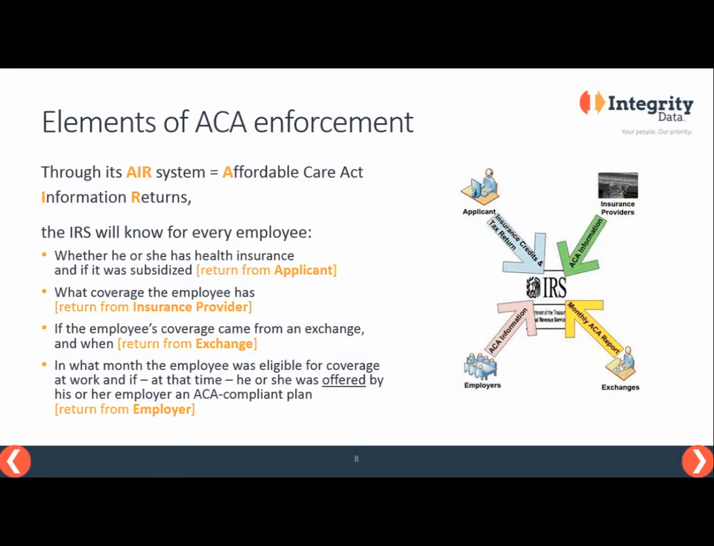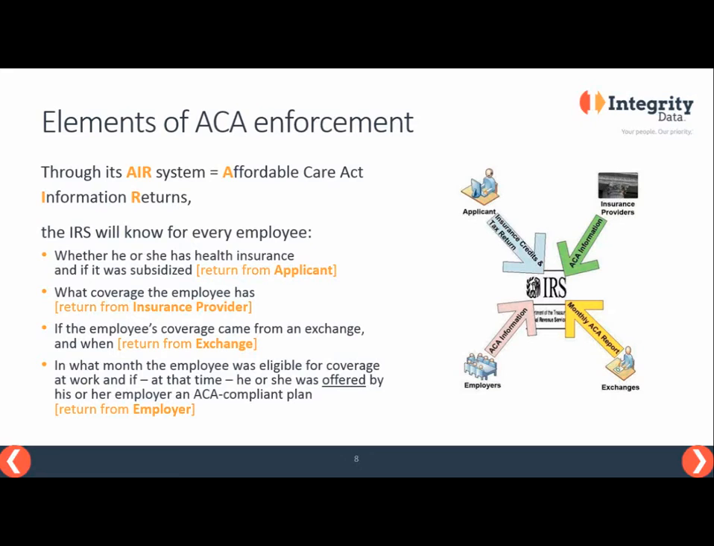For calendar year 2015, they will, because in January, you will get a 1095B from every insurance carrier that provided you coverage in any month of the year. That goes into the AIR system. The exchanges into the AIR system will monthly tell who got coverage on exchange, and more importantly, did they get a tax credit or a subsidy?